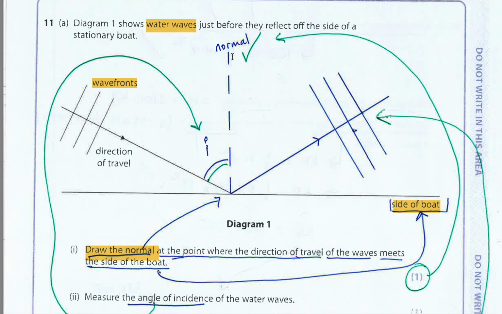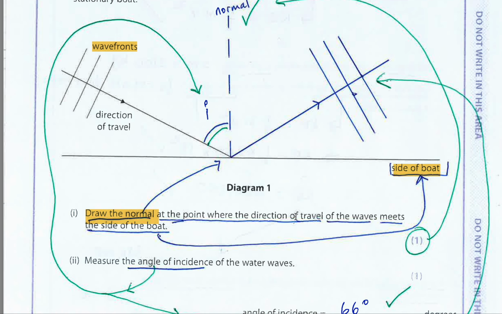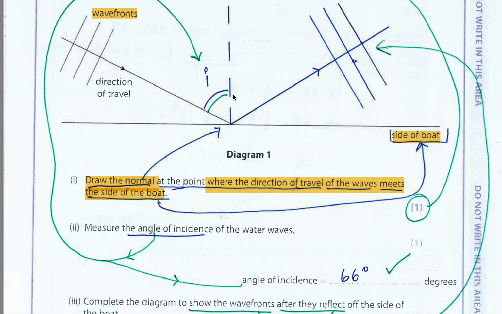Normals are normally drawn with dotted lines, broken lines, and then they want you to explain. Obviously you need to draw the normal at the point where the ray or the waves are hitting the boat in the diagram. So that's going to be where the direction of travel of the waves meets the boat, and then it bounces off. And they should bounce off according to the law of reflection. The reflected ray or the reflected waves should bounce off at the same angle that they come in at, so this angle will be equal to the angle of incidence.